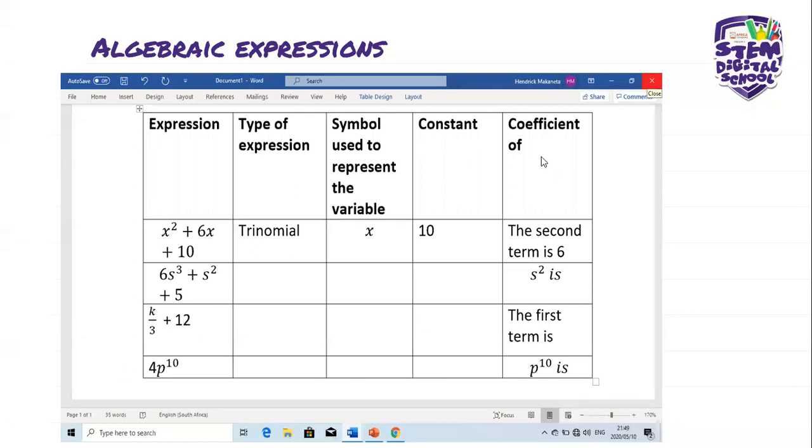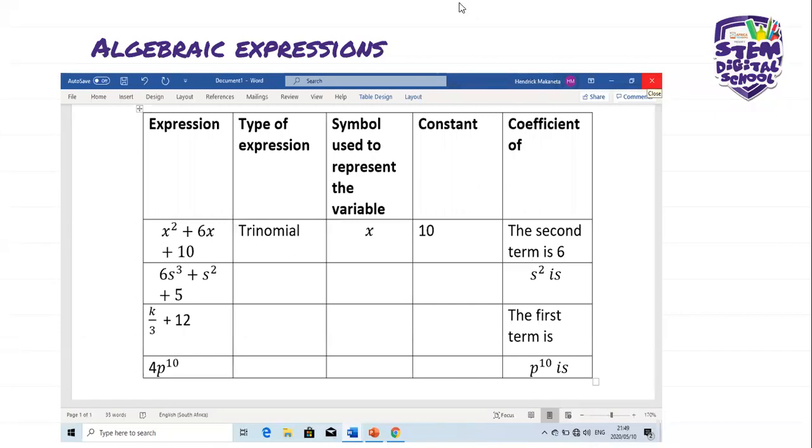And then is there any coefficient of the first term there? Yes, there is. The 3 is in the denominator, then there's 1 next to K there. So it means the coefficient of K is 1 over 3, just a third. A third, it's the coefficient, also known as 1 over 3. That is the coefficient of K. Right, the last one, 4p to the power 10. What type of an expression is this? This is?